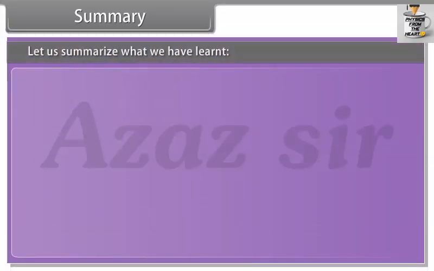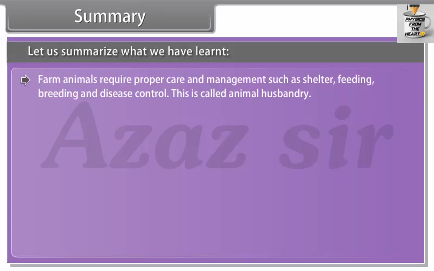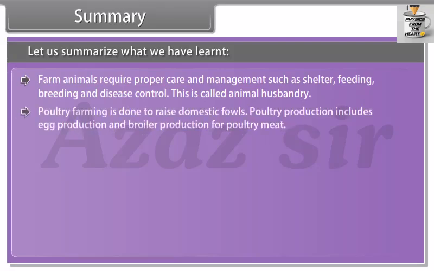Summary. Let us summarize what we have learned. Farm animals require proper care and management such as shelter, feeding, breeding and disease control. This is called animal husbandry. Poultry farming is done to raise domestic fowls. Poultry production includes egg production and broiler production for poultry meat.